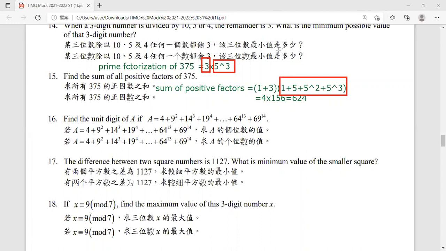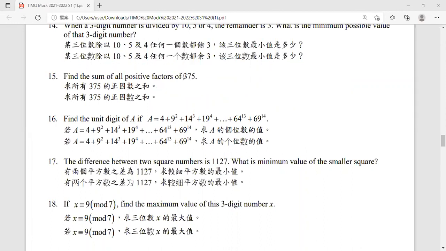So next time you find another number, say I don't give you 375, I give you another number. Yes, the answer is 624. You got it right. Okay.